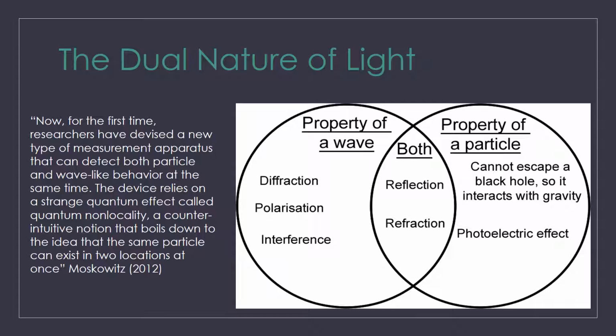And then the biggest thing that Einstein discovered was that because light is a particle, it cannot escape a black hole. So because light cannot escape a black hole, it interacts with gravity. And the other key element of light was that it has a photoelectric effect.